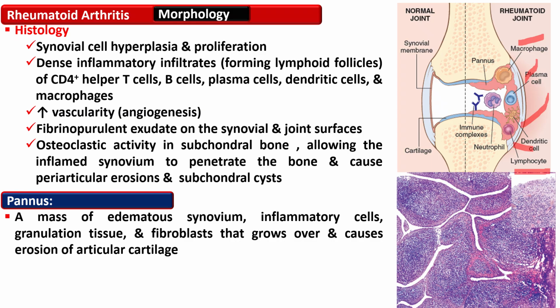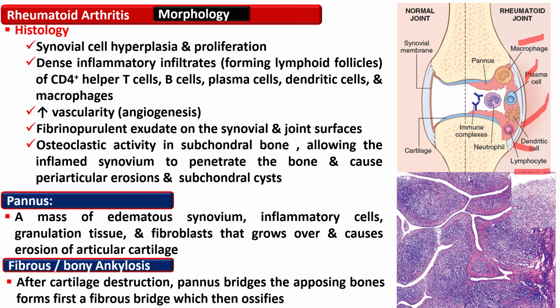The pannus is the mass, which is basically an edematous synovium with inflammatory cells, granulation tissue, and fibroblasts, and this creeps over the articular cartilage and is responsible for the major demolition in rheumatoid arthritis. Then bone ankylosis: after the destruction and demolition, there is union by fibrous tissue first, and then ossification of the fibrous tissue.